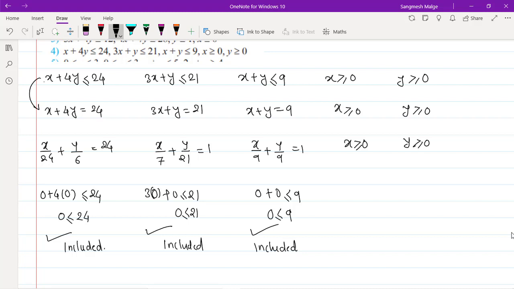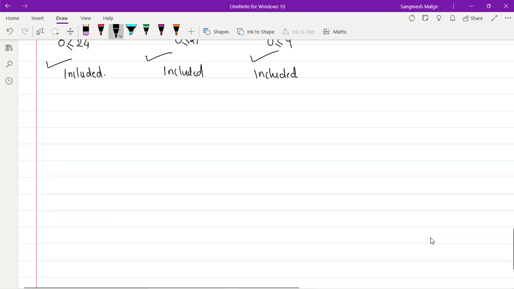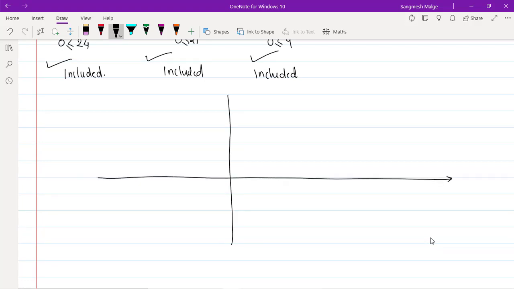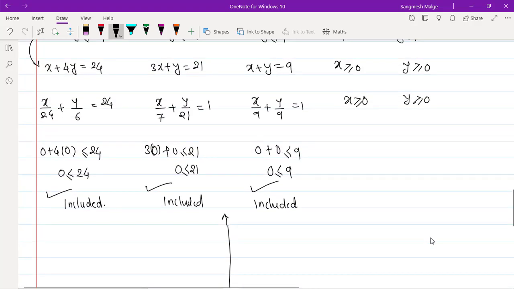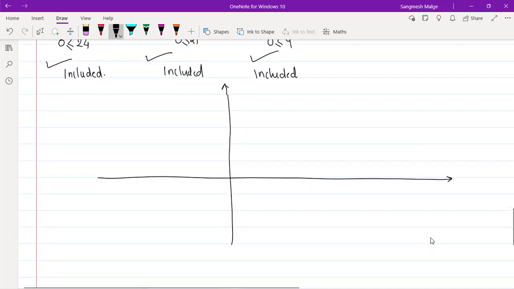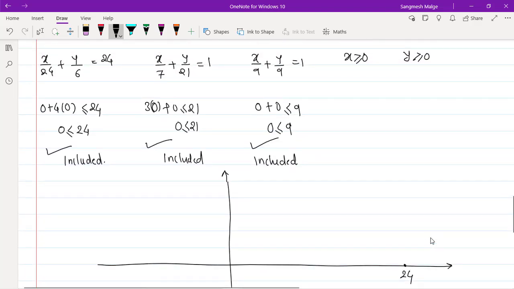Okay, so having this, let's plot this figure. Get the Cartesian axes, x-axis and y-axis. So a huge range of x and y values is required for this question. See here, 24 on x, 21 on y. Okay, so let's have 24 on x first. This is what we have, 24 on x, and 6 on y. So let's have 6 on y somewhere here.